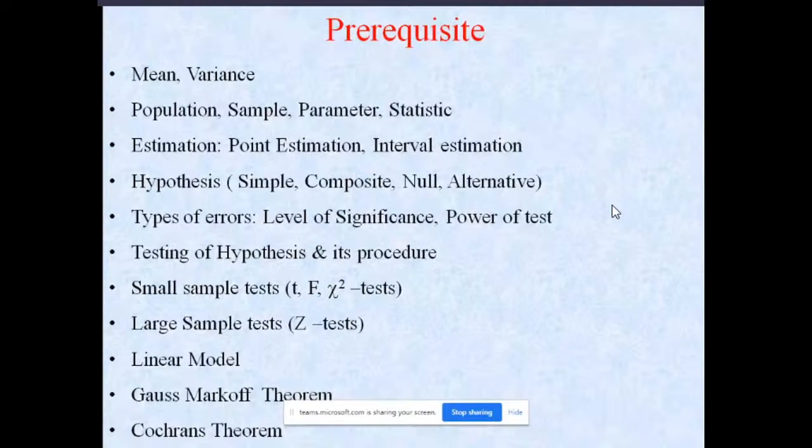For example, suppose you have written an examination which is in objective mode. Because it is multiple choice answers, if the key is given, then you can estimate your mark based upon what you have written and what the exact answers are, and you can perfectly or exactly estimate your mark. So that comes under point estimation.